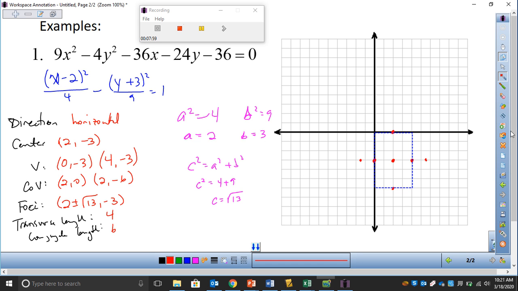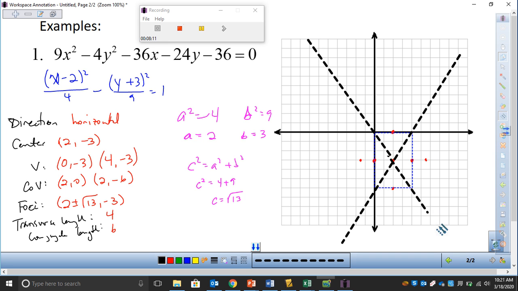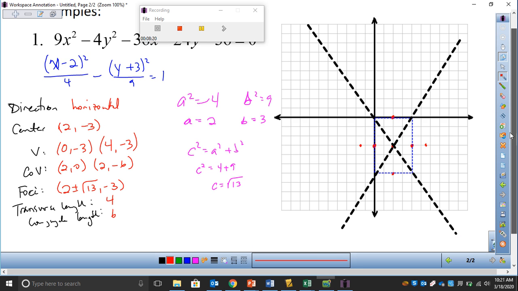Lastly, we'll need our slopes of our asymptotes. So let's go ahead and put our asymptotes in. So hopefully I can hit these pretty good. No, that was off. Let's try it again. There we go. That's pretty good. And there's another one that's pretty good. There's my asymptotes. So the difference from today from previously, now we have a different equation to work with.